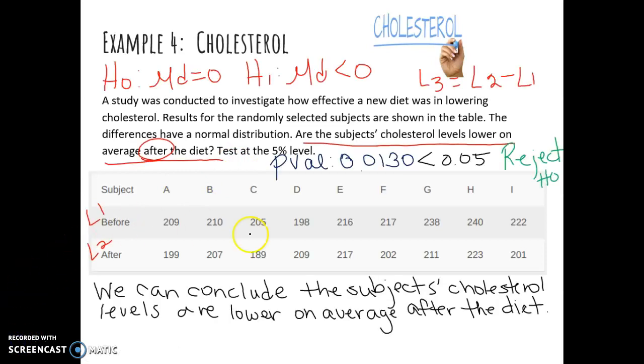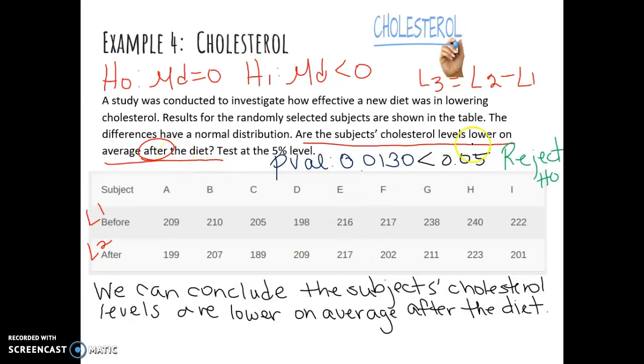So we're trying to see if subjects' cholesterol levels are lower on average after the diet. So I did mu d equals 0 as the null, and the alternate statement, since it said lower after the diet, I used less than, because if it's lower, when you subtract, you would get a negative number if you subtract a lower number minus a bigger number. Now, I put in L1 is before and L2 is after. We want to know if the average after is lower.